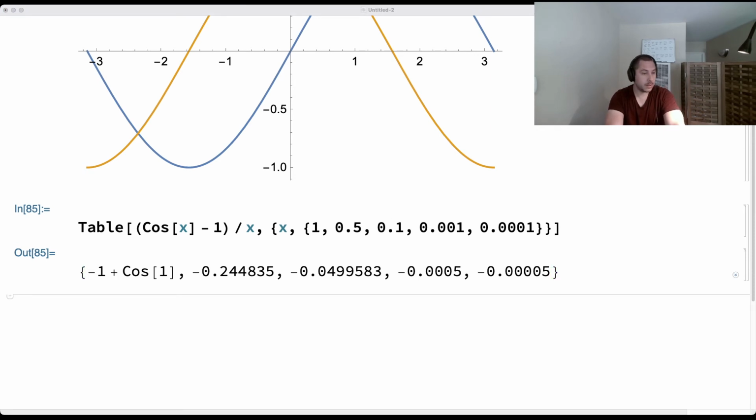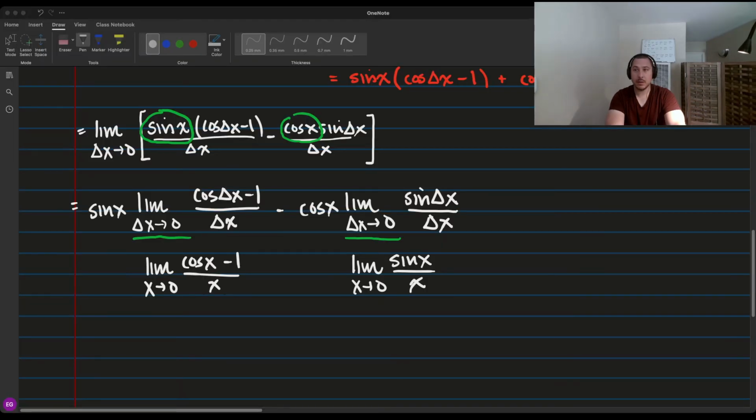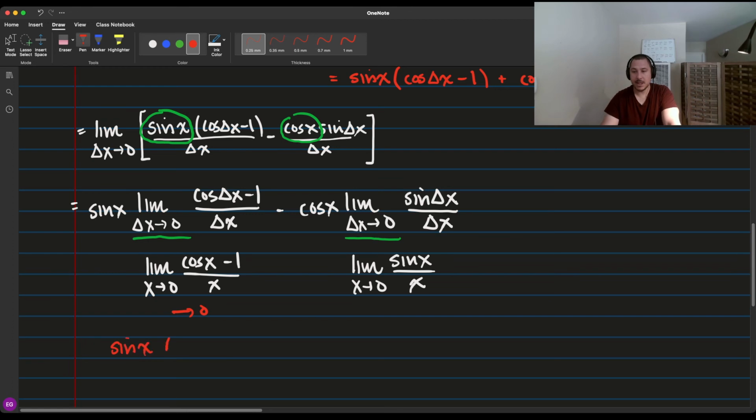So let's switch back. Okay, so this limit seems to go to 0. So what you get is sine x times 0 for this term. So that's just going to go away. Now we have to do the other one. We'll do the limit of sine x over x.